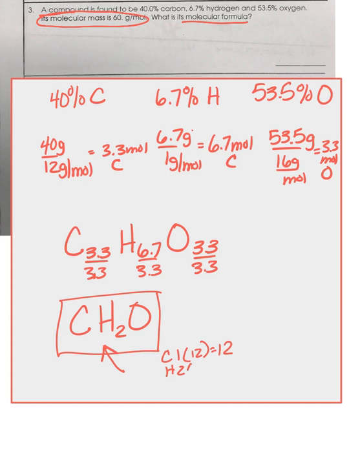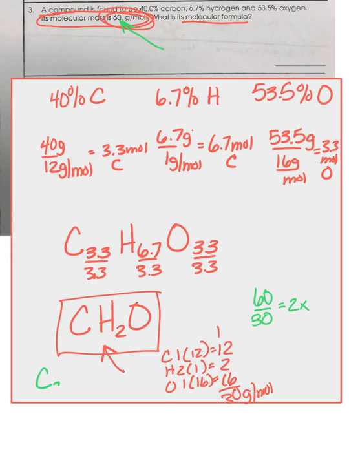Hydrogen, there's 2 of them at 1 each. And oxygen, there's one of them at 16. So that's going to be 30 grams per mole. Well, they're telling us that the thing that we're looking for is going to have 60 grams per mole. So 60 divided by 30 is 2 times bigger. If it's 2 times bigger, then the carbon is not going to be 1 as a subscript, it's going to be 2. Hydrogen is going to be 4, and oxygen is going to be 2.